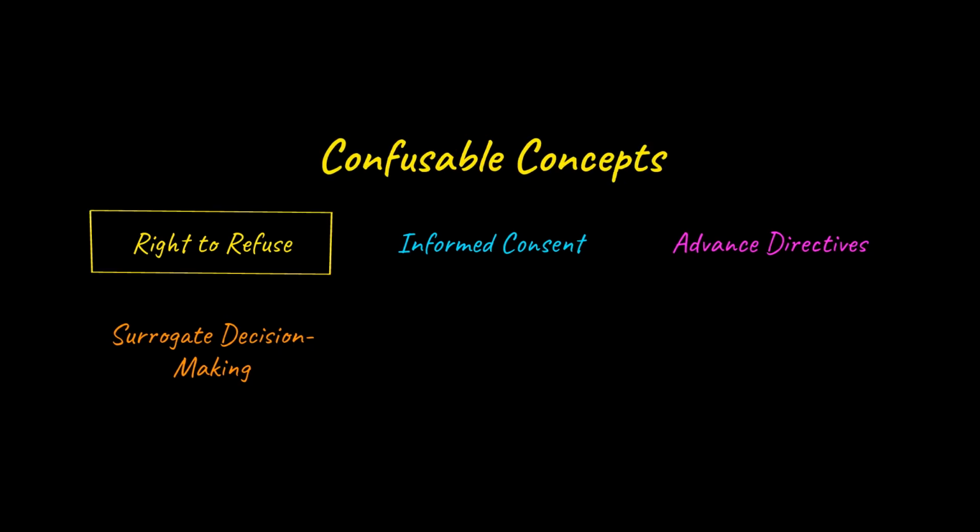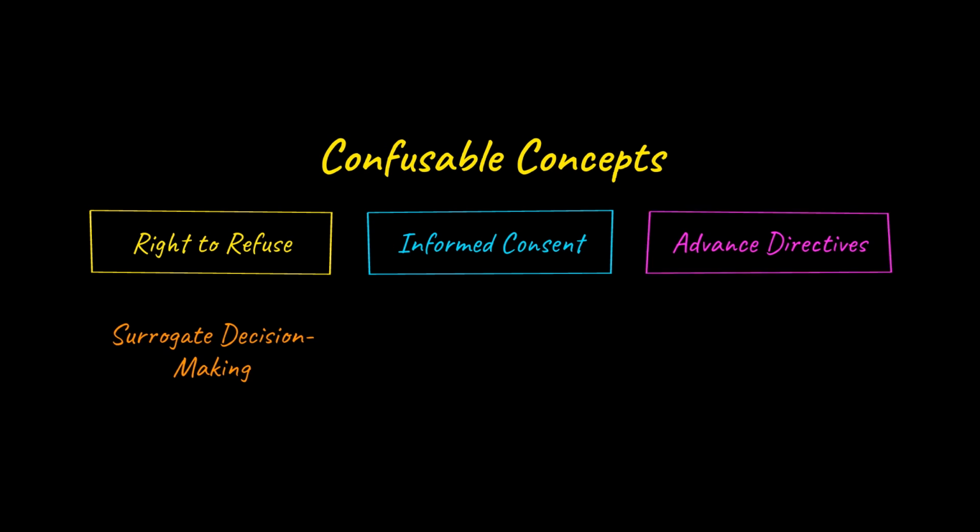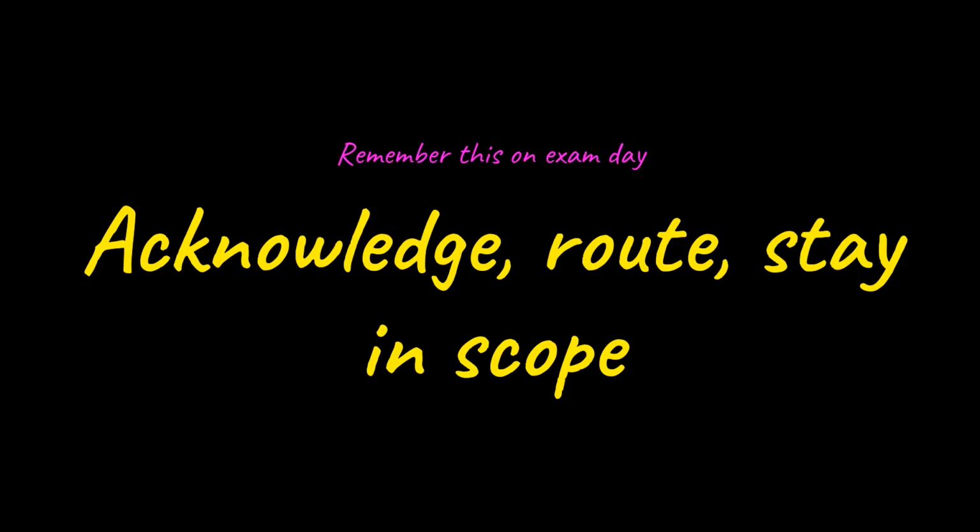Autonomy connects to several adjacent concepts. Informed consent is the affirmative counterpart agreement after a structured discussion. Advanced directives capture preferences when a patient can no longer communicate. Surrogate decision-making applies when the patient lacks competence. Keeping these distinct on the exam prevents distractor traps. The exam tests role boundaries. The CMAA acknowledges autonomy and loops in the clinician. Every other action either overreaches or misrepresents the framework. Acknowledge, route, and stay in scope.